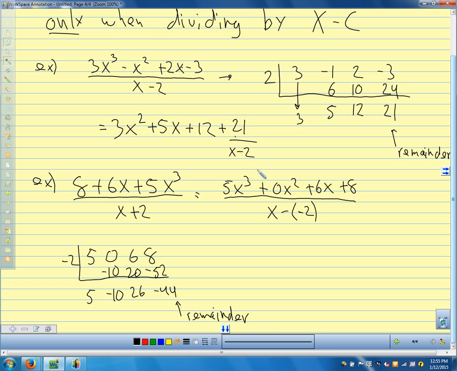So this tells me that 5x to the third plus 6x plus 8 divided by x plus 2 equals 5x squared minus 10x plus 26 minus 44 over x plus 2. And this remainder also tells us something important about our polynomial as well. And we'll talk about that next.